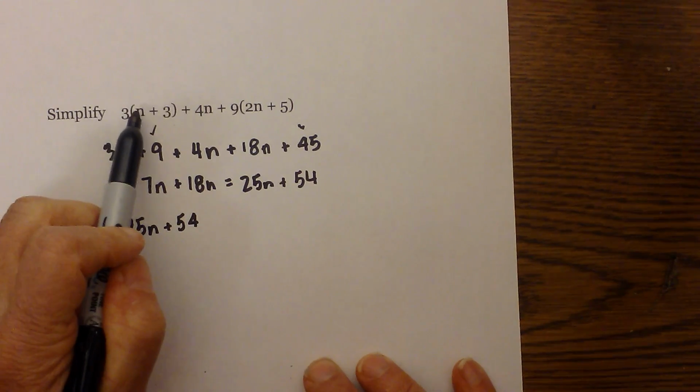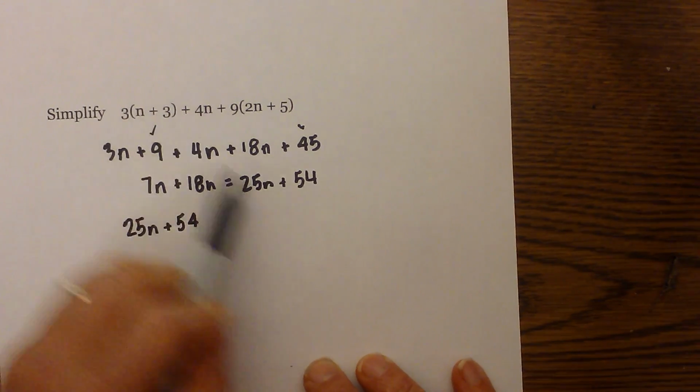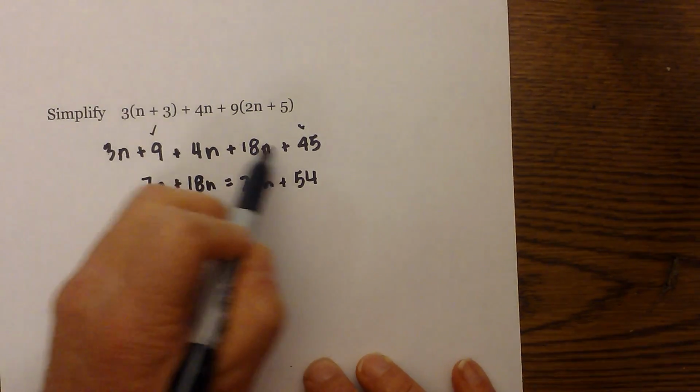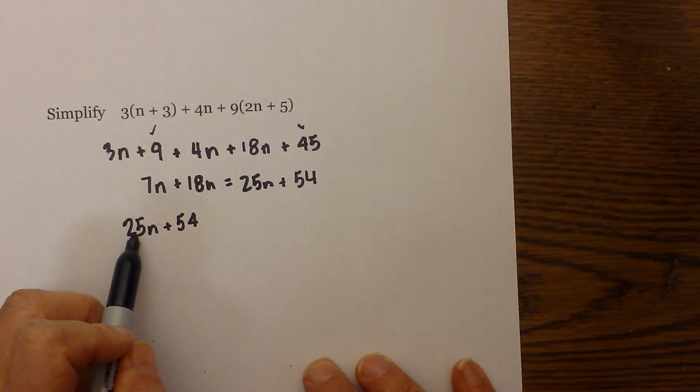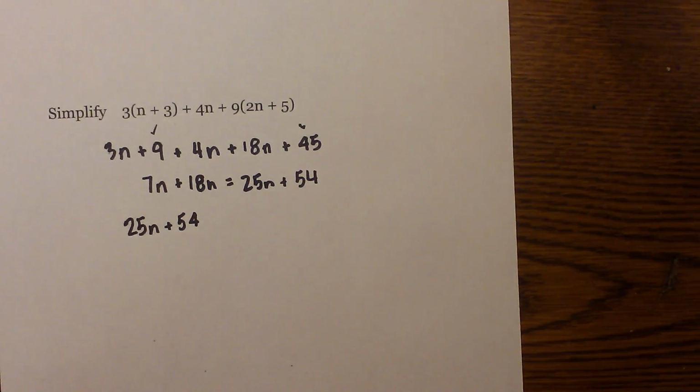Multiply the outside term times the first. Keep the sign the same. Multiply it times the second. And then combine like terms. And in like terms here, we had the 3n, 4n, 18n, which equals 25n, and then 9 plus 45 is 54. I hope that helps.